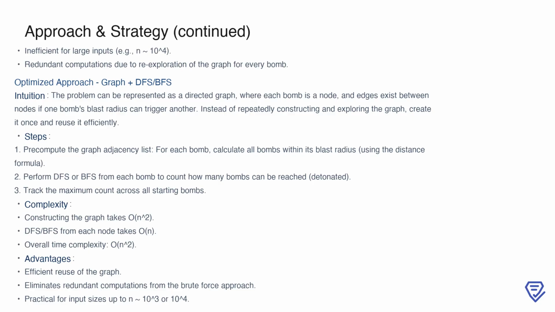Additionally, this approach is practical for input sizes up to 10,000 bombs, making it efficient and scalable for most constraints while maintaining simplicity in implementation.